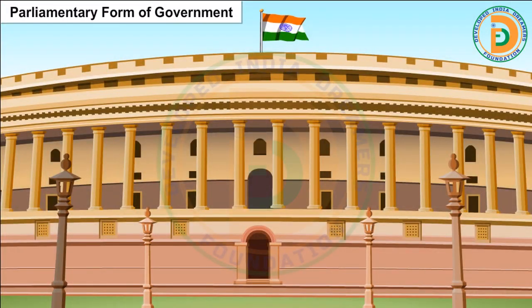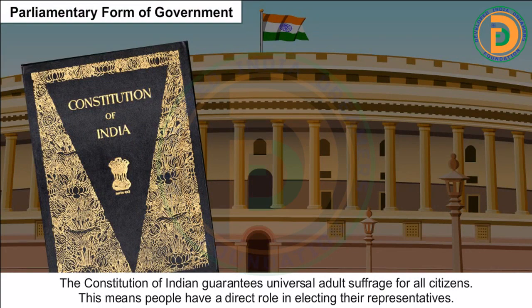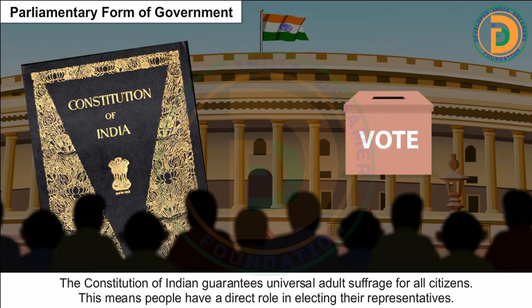Parliamentary form of government. The Constitution of India guarantees universal adult suffrage for all citizens. This means people have a direct role in electing their representatives.